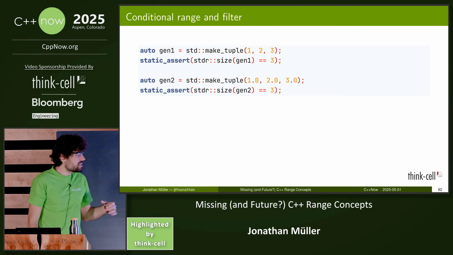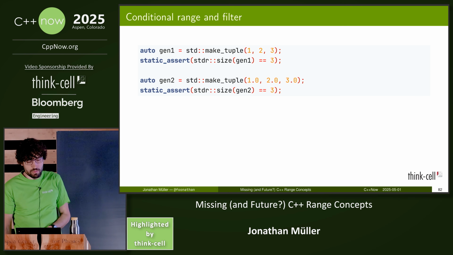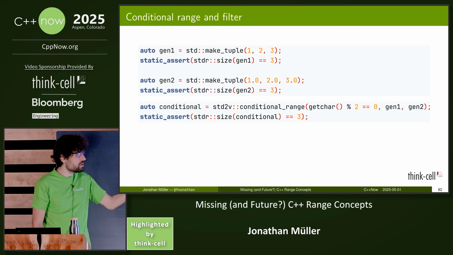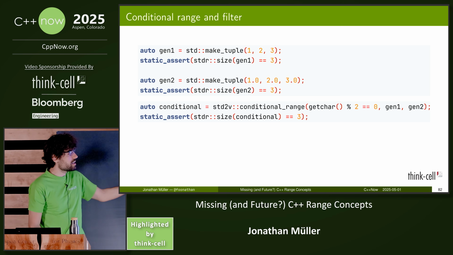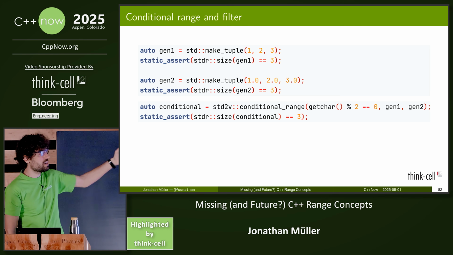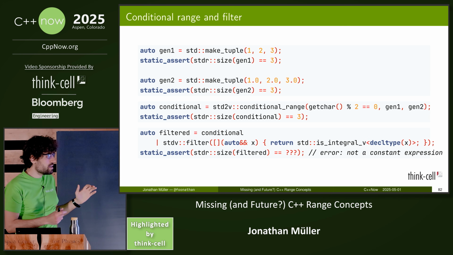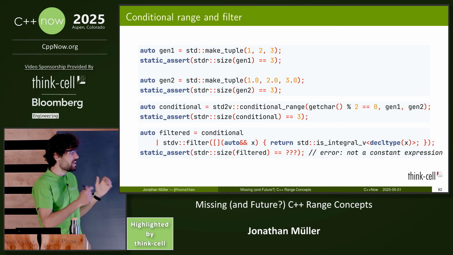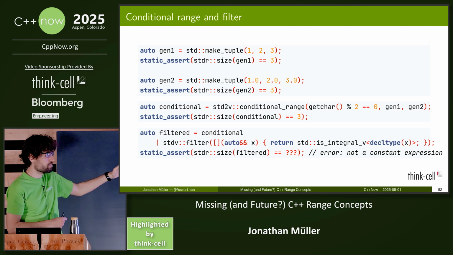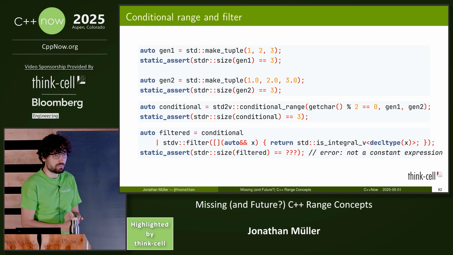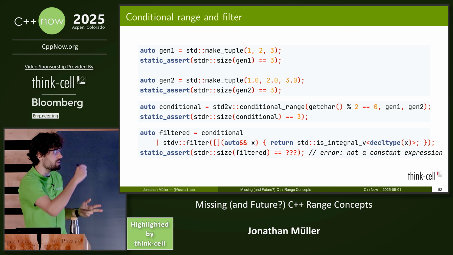The problem here with filter is that this creates a problem. So we've got a generator of size 3 and another generator of size 3. And then we can call a conditional range that conditionally selects between gen 1 and gen 2 based on some runtime value. And the size of this one is still 3 at compile time because each of the branches have a compile time size 3. However, when we filter it and want to say, hey, give me only the integers, the size no longer is a compile time expression because depending on the runtime value, the size of the filtered range is either 0 or 3, right? Depending on whether you have gen 1 or gen 2. So even though we have a compile time sized range and the predicate only depends on the type, filter isn't compile time sized because this is not enough.